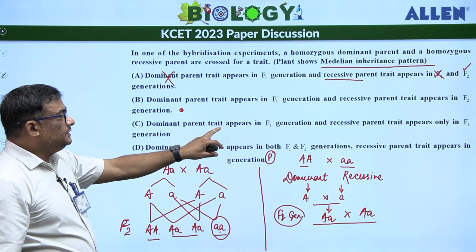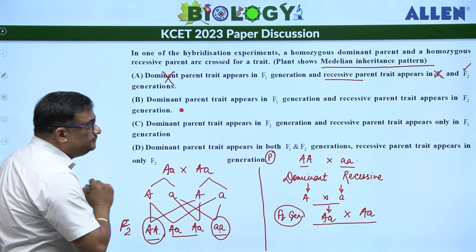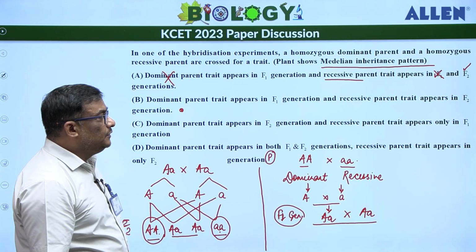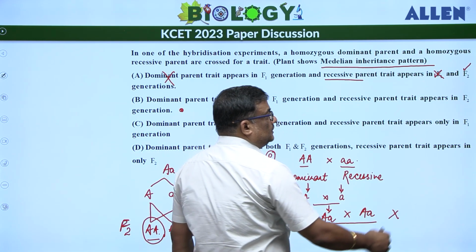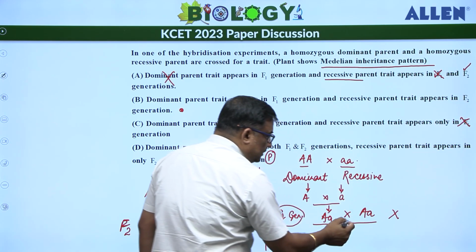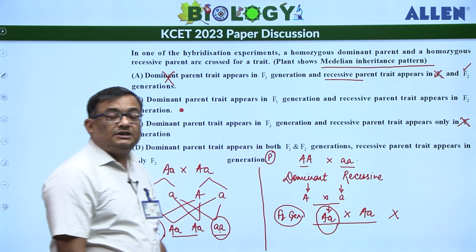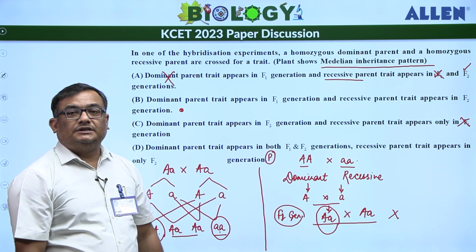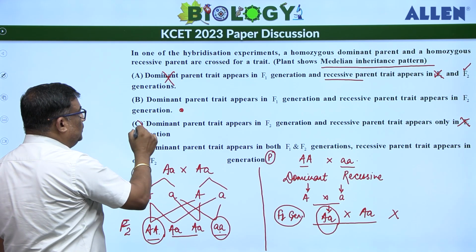Dominant parent trait appears in F2 generation. And recessive parent trait appears only in F1 generation. There is no appearance of the recessive trait in F1 generation, because F1 generation is basically a heterozygous condition, and you know that in case of a heterozygous condition, recessive trait can never express itself. So A is ruled out, C is ruled out.